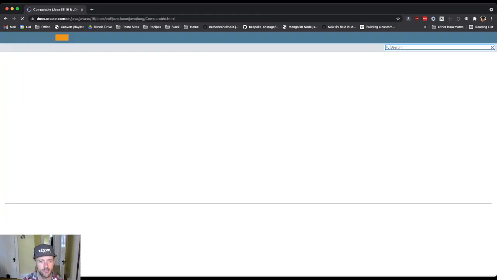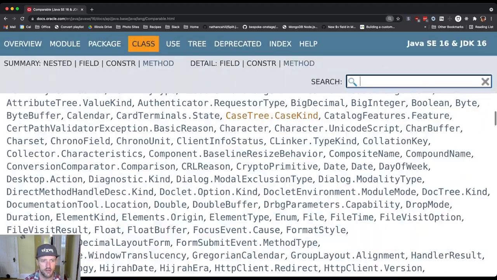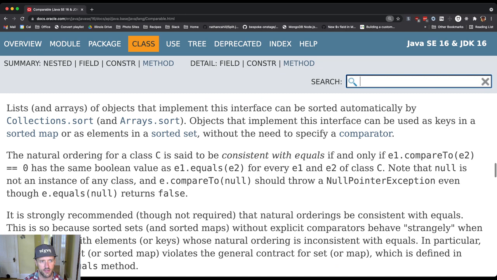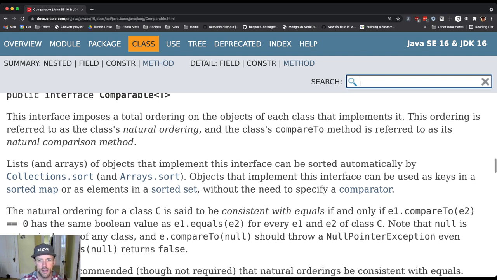Comparable documentation. Here we go. Holy gosh, okay. I've got to make this bigger, and there are lots and lots of classes that implement this. So very similar. It says the interface imposes a total ordering on the objects of each class that implements it. The ordering is referred to as the class's natural ordering, right? So again, there's a notion here of naturalness, right? Like this should not be a surprise. If the order is a surprise, then it's possible that you should not implement this interface.